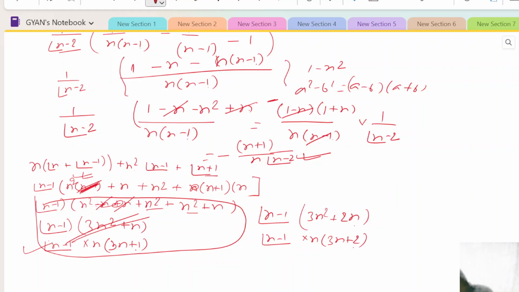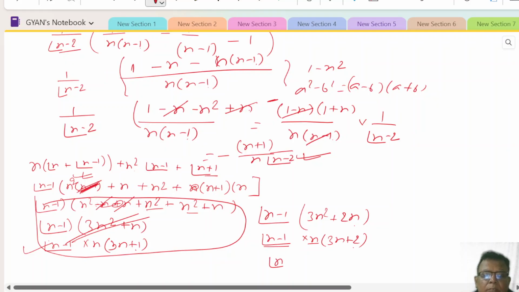Let me check once again. 3n plus 2. So 1n is also there. Yeah, this will be the answer. So n and this n minus 1 will become factorial n, 3n plus 2. So this is the answer. Thank you.